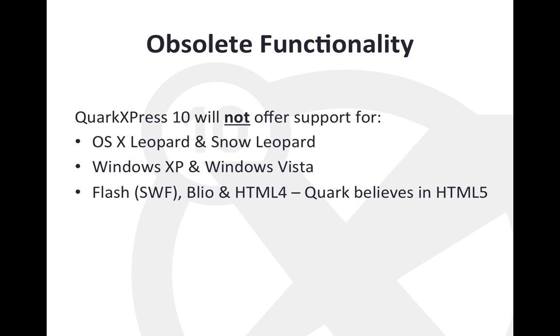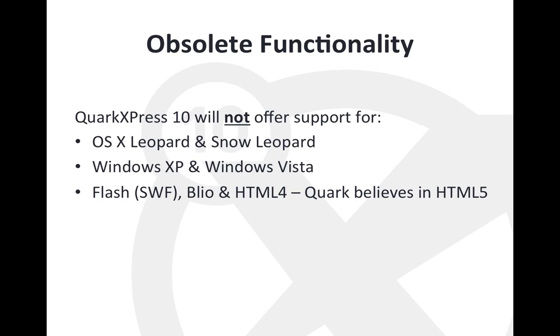So just some things to talk about that won't be in QuarkXPress 10. Firstly, we're dropping support for some of the older operating systems. So OS 10 Leopard and Snow Leopard will be dropping, and also Windows XP and Windows Vista. I was interested to see that Windows XP general support ended a number of years ago, and within the next 12 months, Microsoft is even ending its expensive paid-for Windows XP extended support. So we figure when the operating system vendors themselves are no longer supporting the operating systems properly, it's a good time for us to drop the support as well.